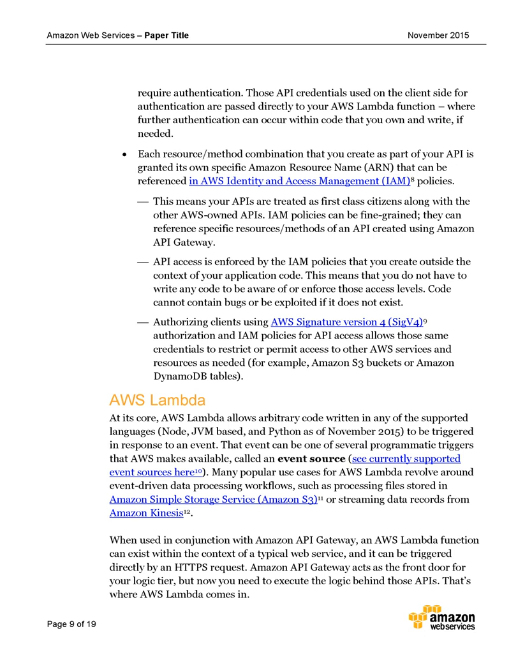AWS Lambda. At its core, AWS Lambda allows arbitrary code written in any of the supported languages, Node, JVM-based, and Python as of November 2015, to be triggered in response to an event. That event can be one of several programmatic triggers that AWS makes available, called an event source. See currently supported event sources here.